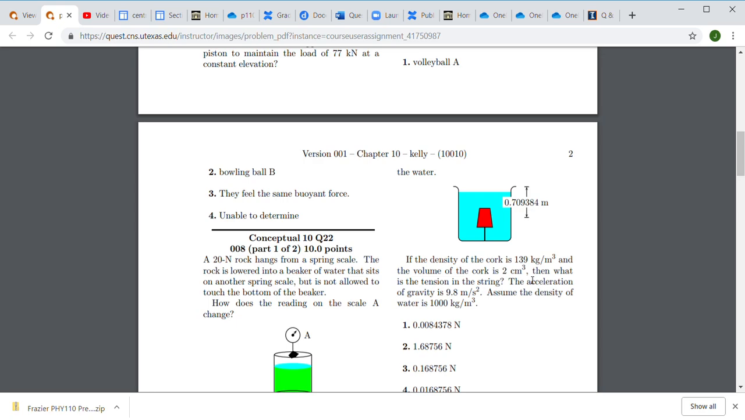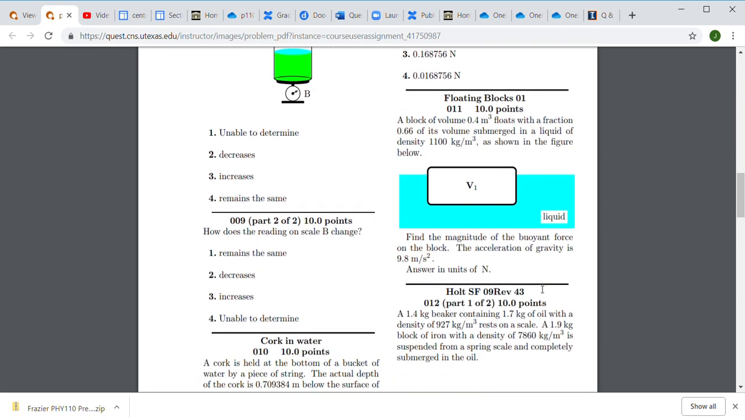So if we call plus y up, the sum of the force y components is equal to 0 because it's not accelerating: the buoyant force minus the tension minus mg is equal to 0, and we solve for the tension there. This distance doesn't come into the problem. It's sort of a red herring for that problem.